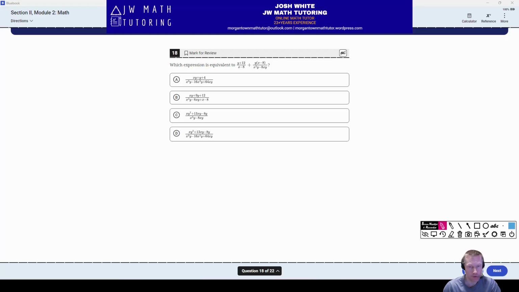So the first thing you have to do is get a common denominator. And for the right side, that means we need to factor the denominator. So the x squared y minus 8xy, I'm going to factor out a common factor of yx. That's going to leave me with x minus 8, which notice matches the x minus 8 in the other denominator.